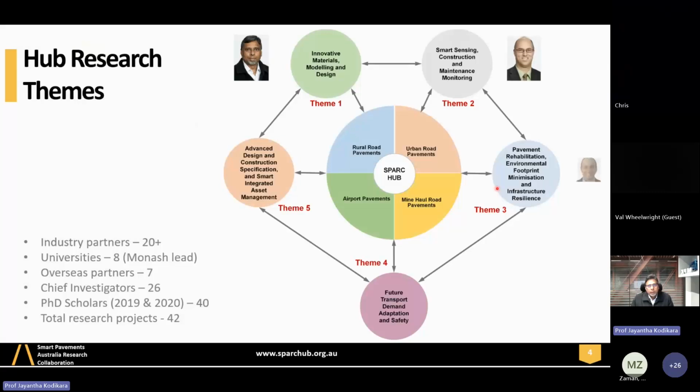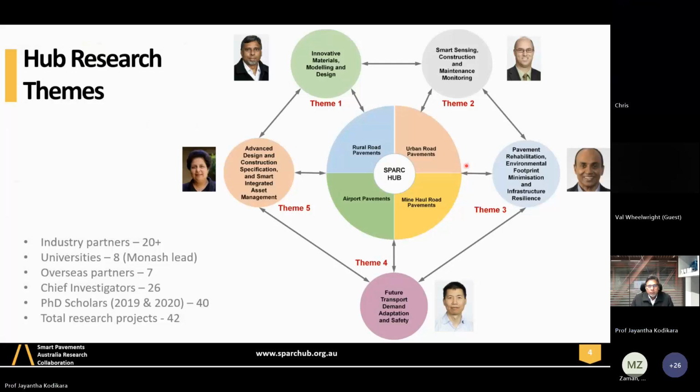So let me first give a bit of an outline about our hub, known as the Spark Hub. It is run in 5 themes. Theme 1, which I am leading, is innovative materials, modeling and design. Theme 2, smart sensing, construction and maintenance monitoring. Theme 3, pavement rehabilitation, environmental footprint minimization, and infrastructure resilience. Theme 4, future transport demand adaptation and safety. And theme 5 is advanced design, construction specification and smart, integrated asset management.